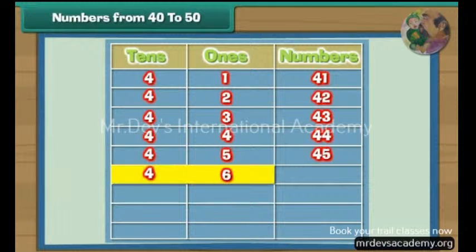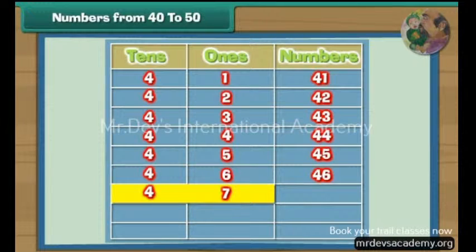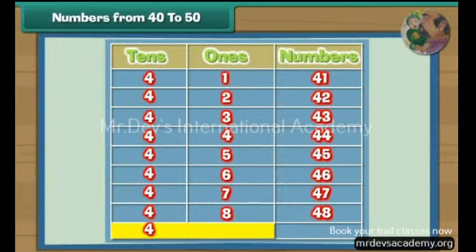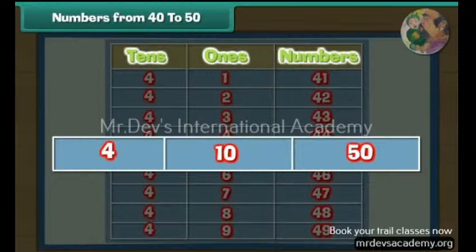4 tens and 6 is 46. 4 tens and 7 is 47. 4 tens and 8 is 48. 4 tens and 9 is 49. 4 tens and 10 give 5 tens, that is 50.